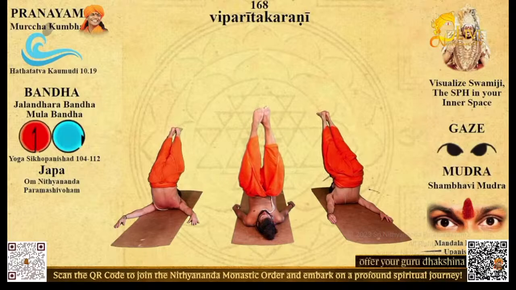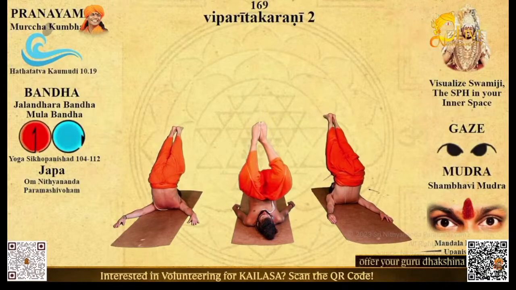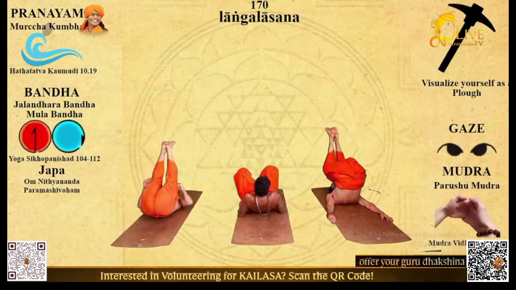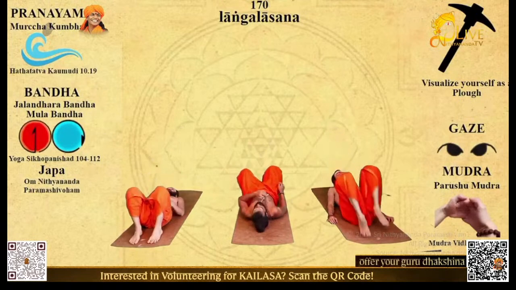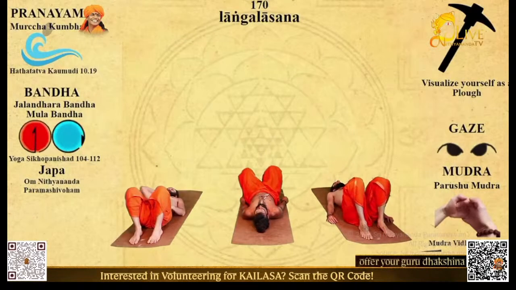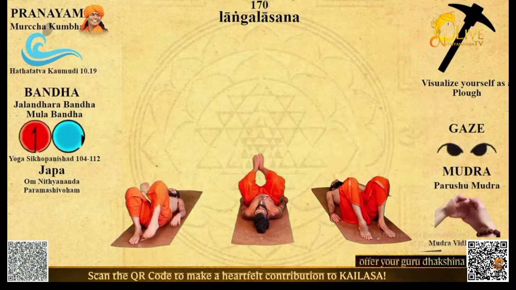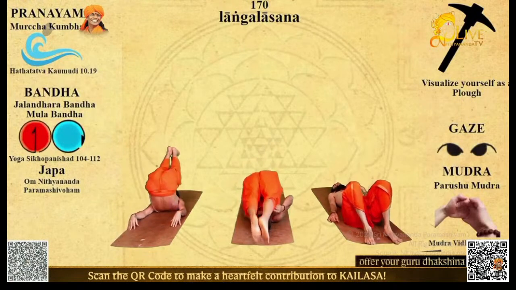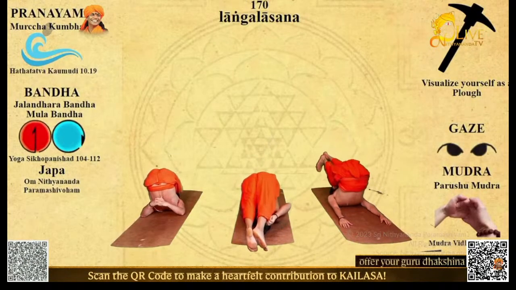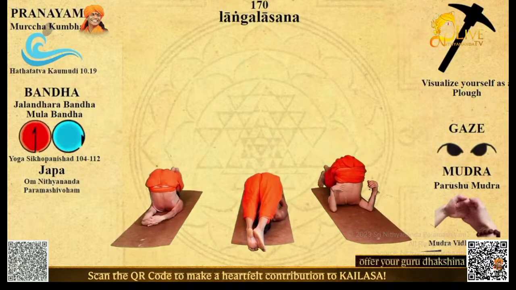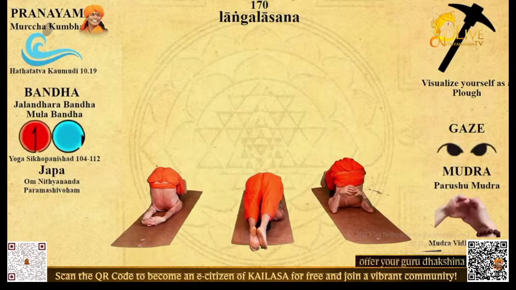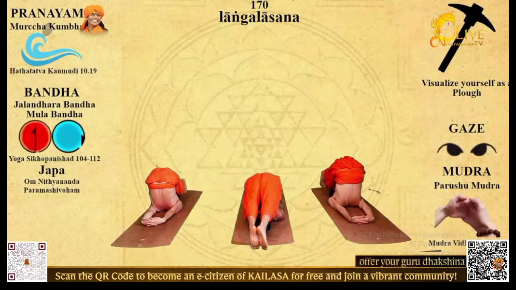Next up is Langalasana. Now lower your legs down gently. And then bring your hips up again, your feet over top of the head, toes touching the ground above you. Interlock your fingers in Parashu Mudra behind your back, placing your arms flat on the ground as you visualize yourself as a plow.